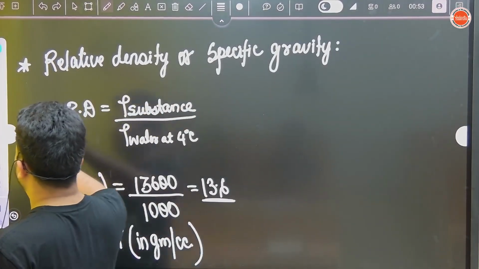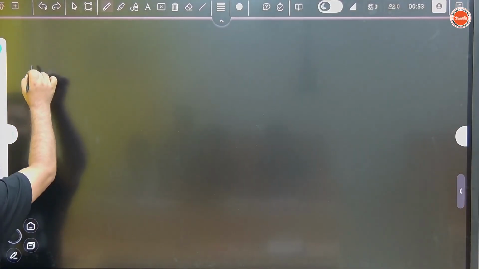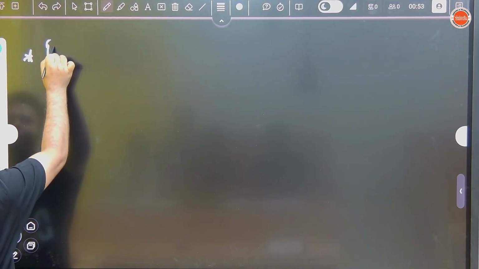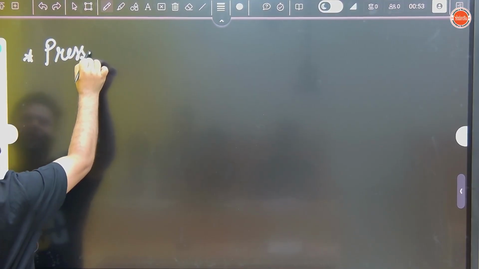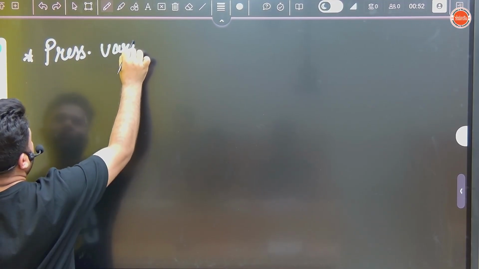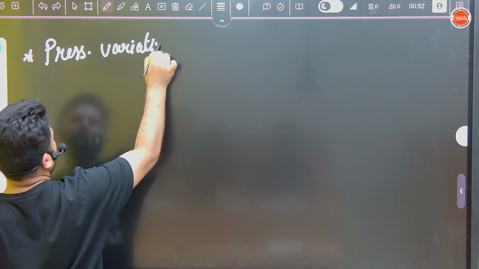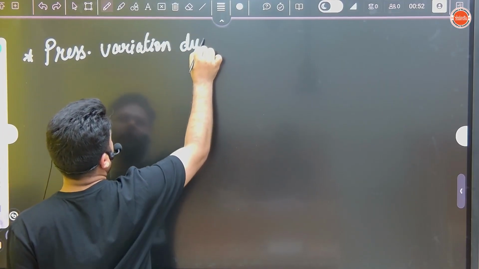Next we have pressure variation due to acceleration.